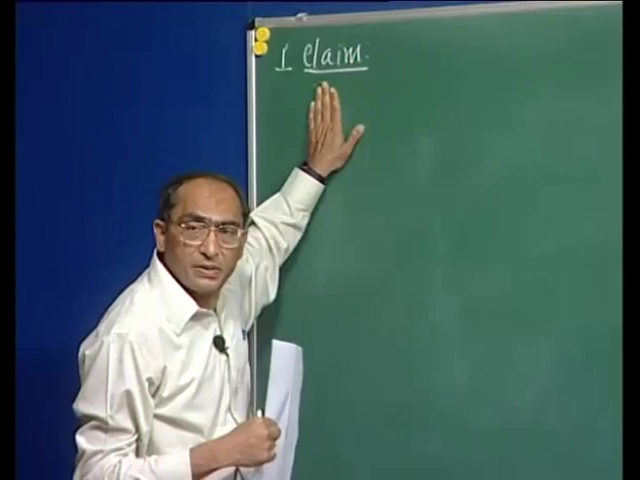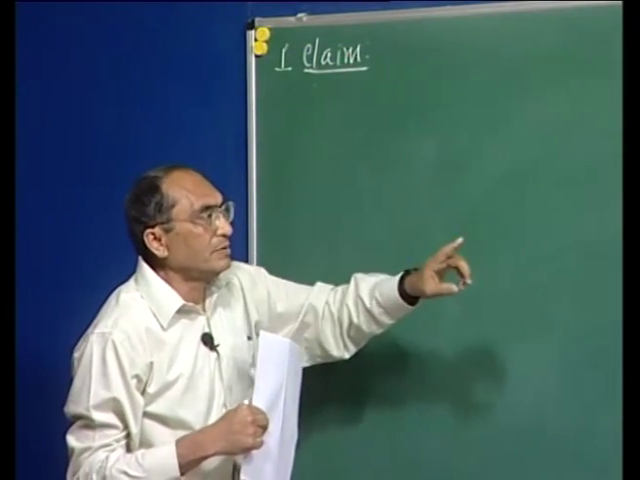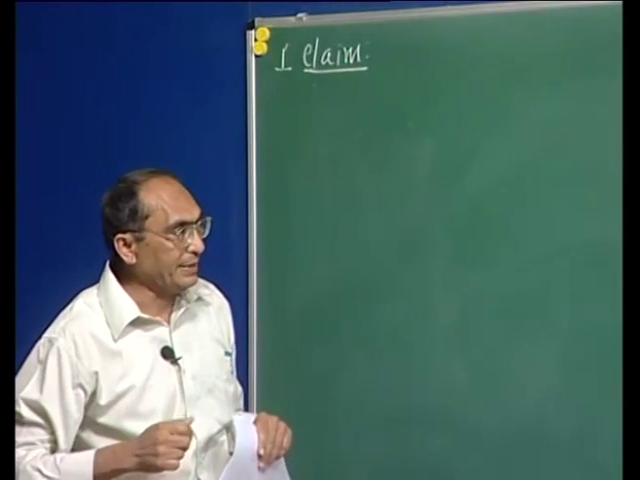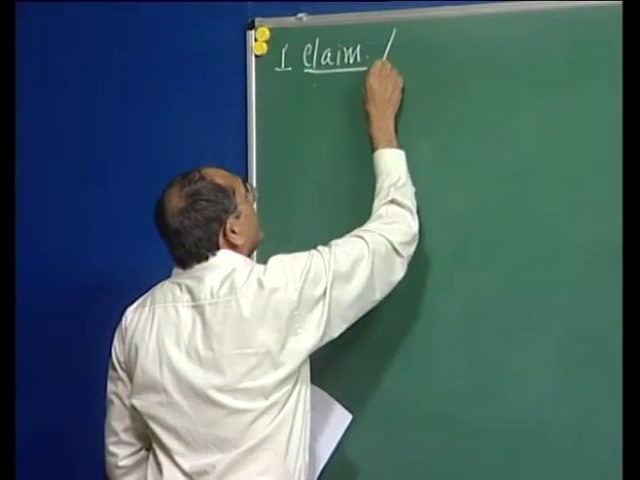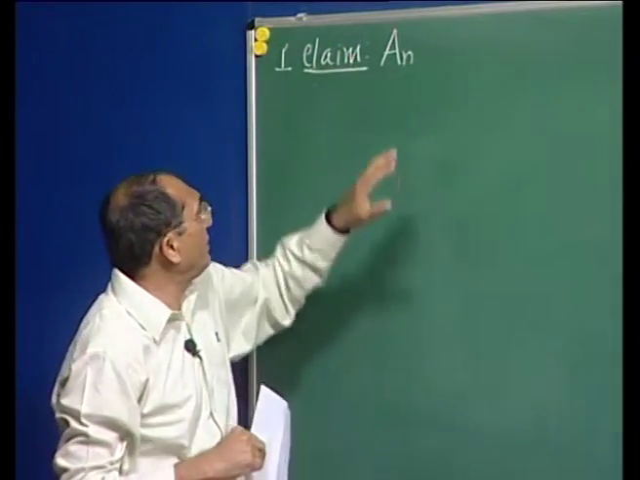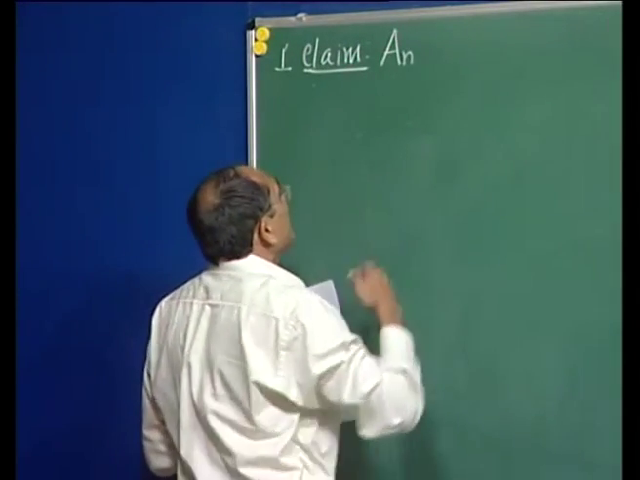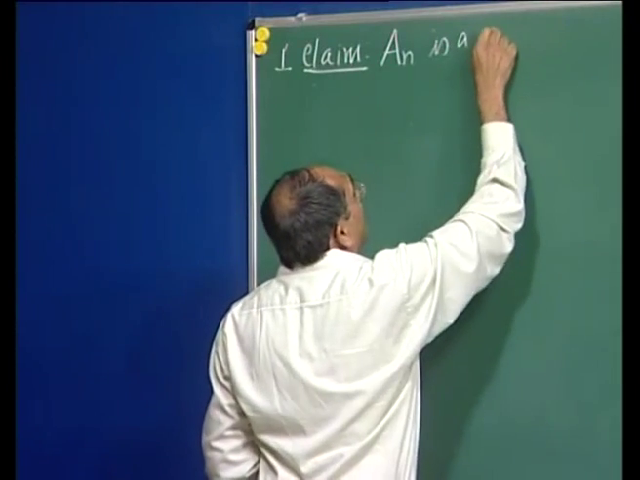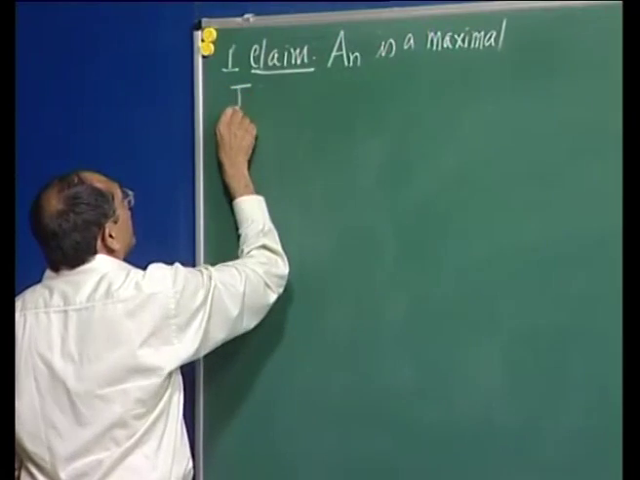In order to define these claims, I am going to use a certain notation. I will denote the value of A after the ith iteration by A_i, A subscript i. So, the final output is A_n, which is the value of A returned in the final step. The first claim is that A_n is a maximal independent set.